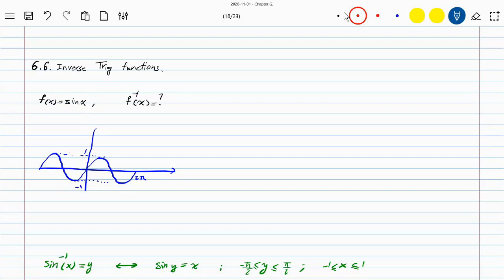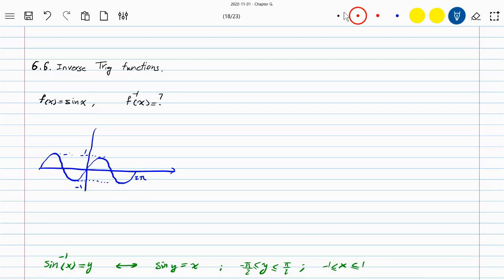So here, let's focus on the fact that if you want to talk about the inverse function, you expect to have a one-to-one function. But if you look at the sine, it's not a one-to-one function, because if you draw a horizontal line, it crosses multiple times. It's supposed to cross once.